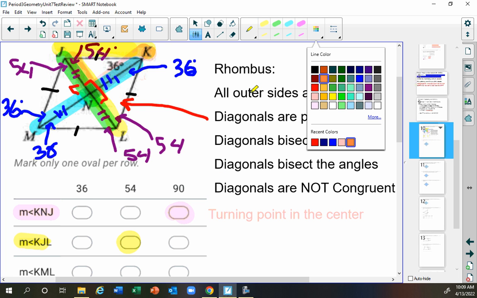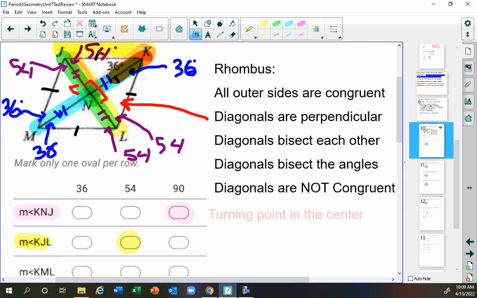All right, now the last one. We're starting at K, going all the way to M, and then we go from M to L. How many degrees is this turning point right here? From K to M to L. How many degrees is that? Well, number's right here. 36.